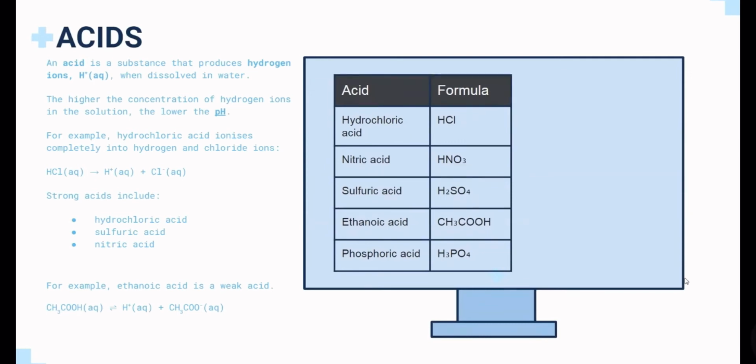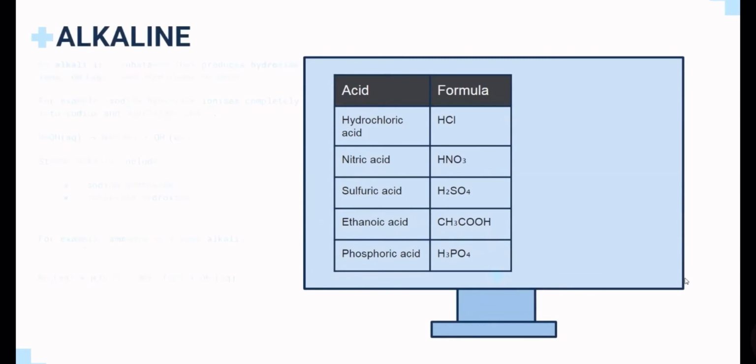For example, hydrochloric acid ionizes completely into hydrogen and chloride ions. And hydrochloric acid is one of the strong acids. Also, strong acids include sulfuric acid and nitric acid. But for example, ethanoic acid is a weak acid, and this is its equation.